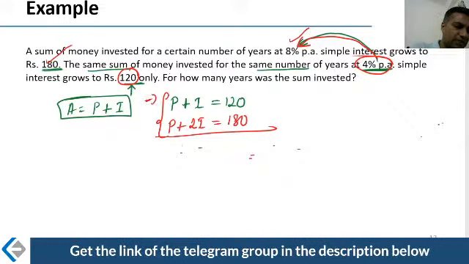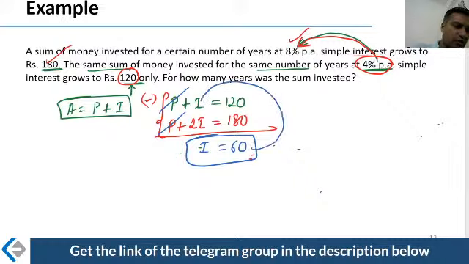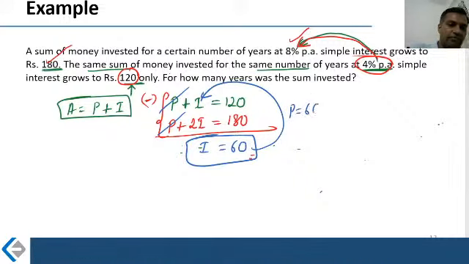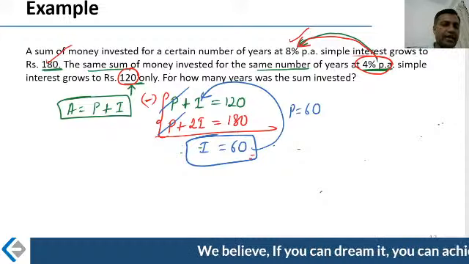Subtract the first equation from the second. P and P get cancelled. Therefore, you will say that I is equal to 60. Substitute I is equal to 60 here. Therefore, you say that P is also equal to 60. Very good.